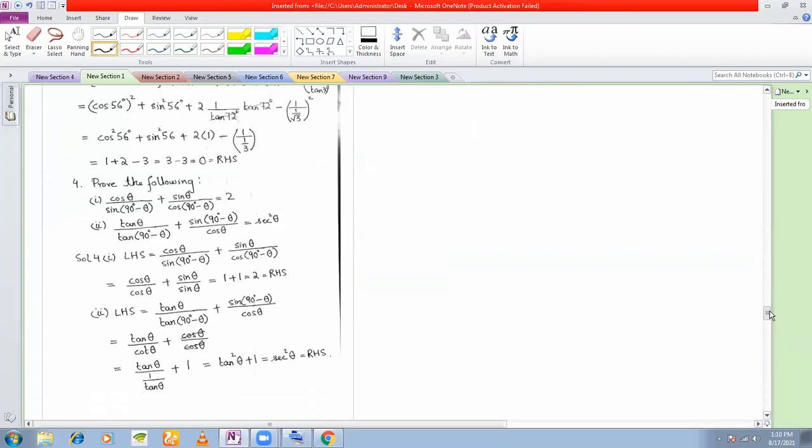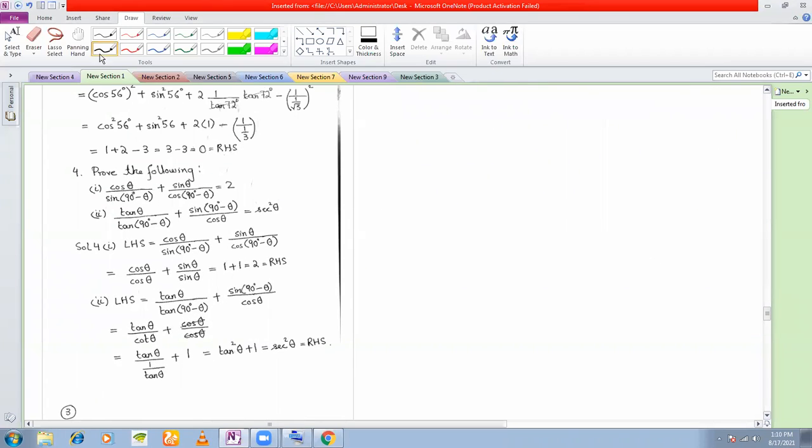Let's see if I can do one more. Yes, this is a very simple one. Let us do part 1. In this question, you have to prove that cos theta by sine of 90 minus theta, plus sine theta by cos of 90 minus theta, is equal to 2. We start from the left hand side: cos theta divided by sine 90 degrees minus theta, plus sine theta by cos 90 degrees minus theta.